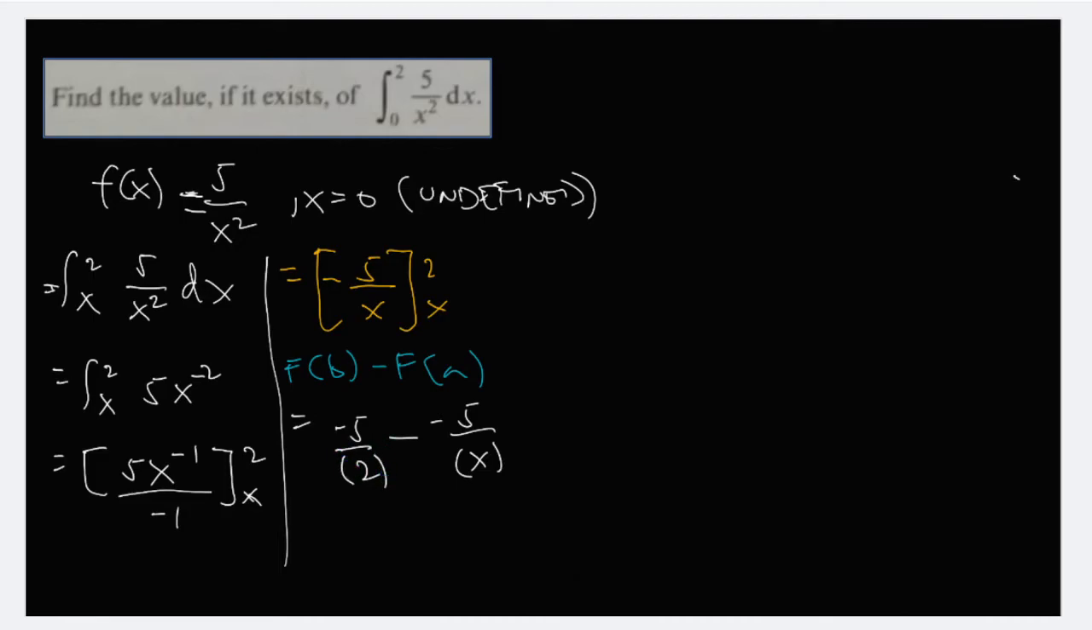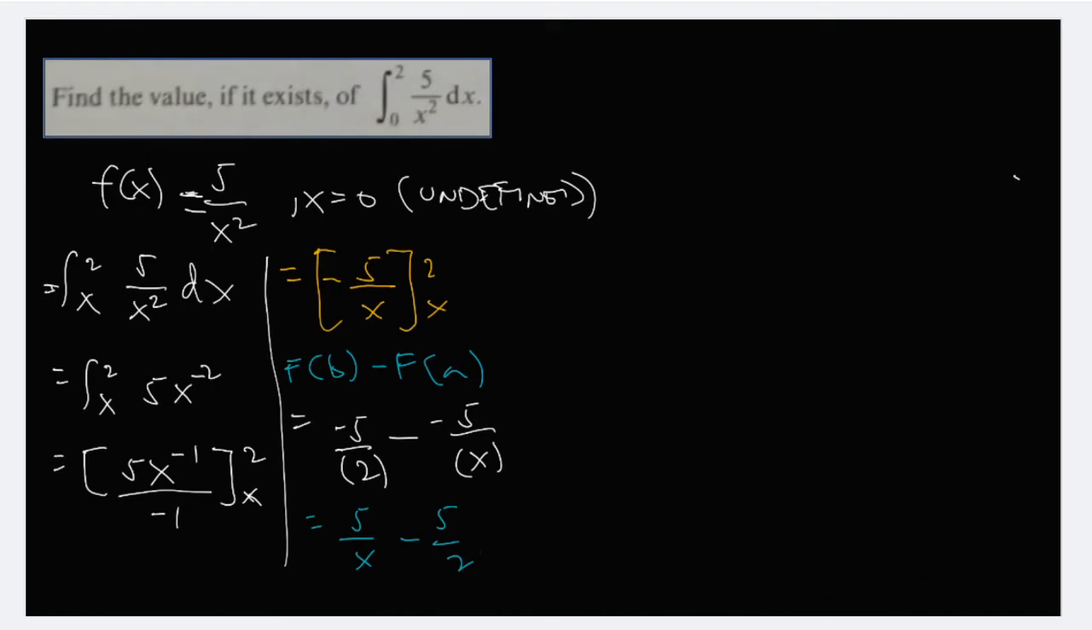Now simplify. As always, positive written first. So this will be 5 over x minus 5 over 2. That will be 5 over x minus 5 over 2.